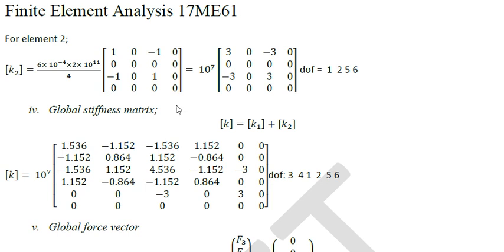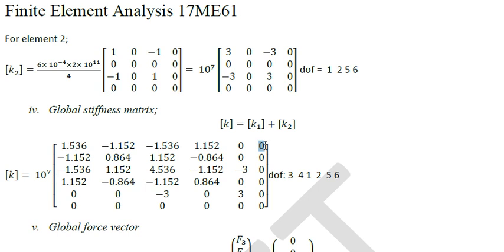Okay. Now we have to add both the stiffness matrices K1, K2. How to add? Adding depends on degrees of freedom. So I am maintaining 3, 4, 1, 2, 5, 6 now. I can maintain 1, 2, 3, 4, 5, 6 also, but I am maintaining 3, 4, 1, 2, 5, 6. It is also acceptable. So this is 3, this is 4, this is 1, this is 2, this is 5, this is 6.